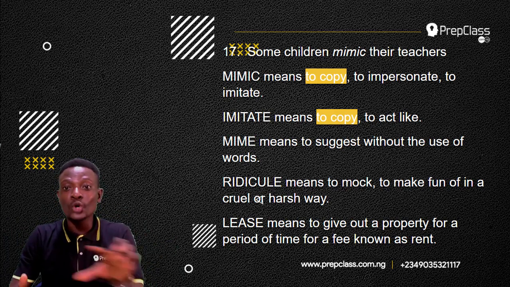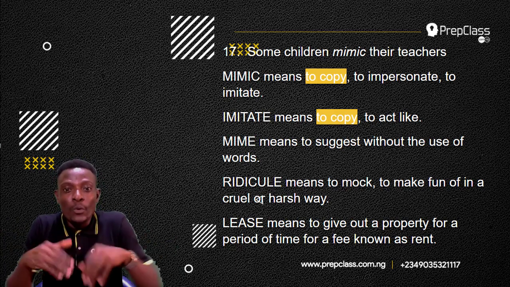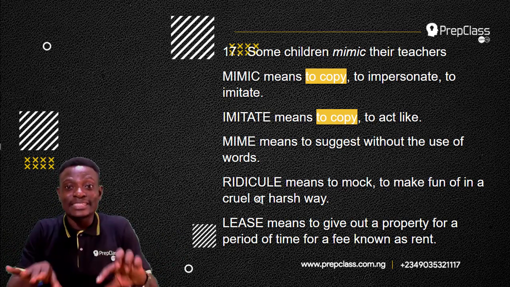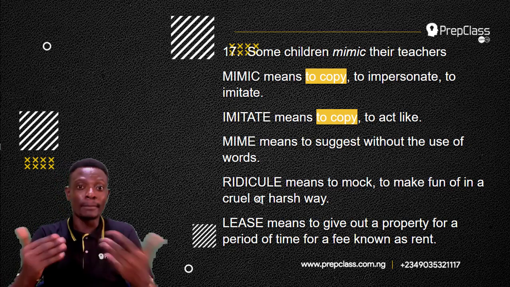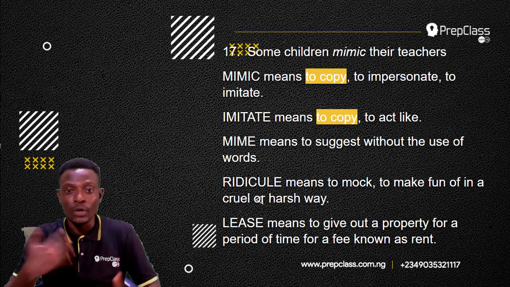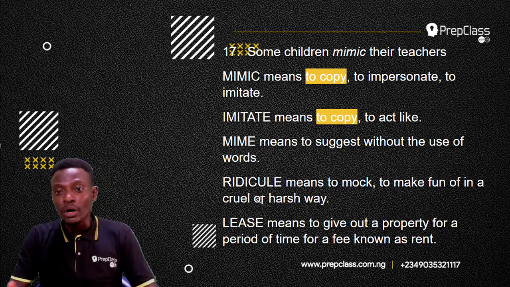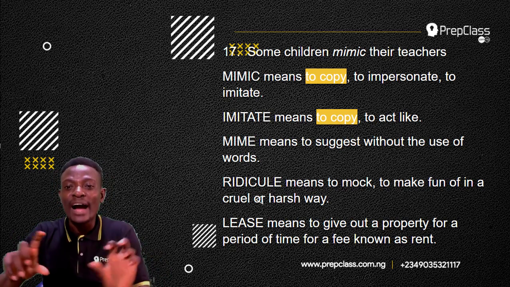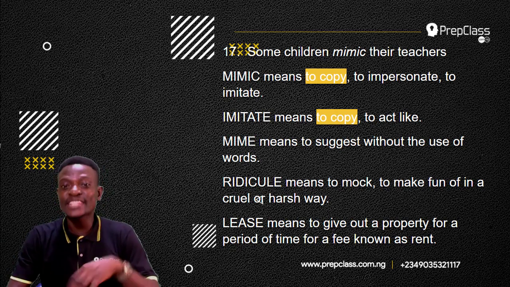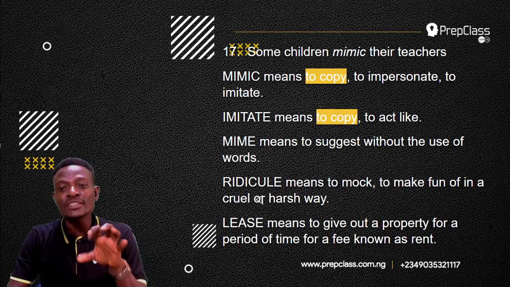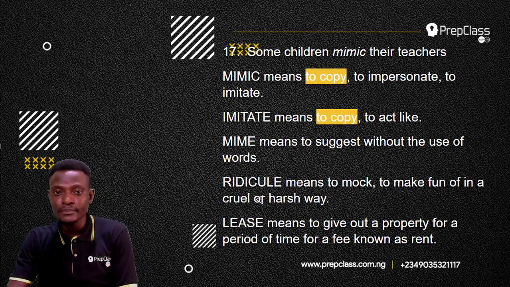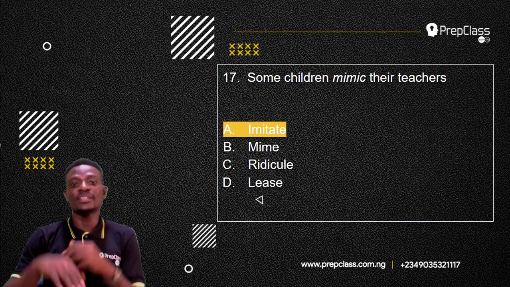Now, imitate means to copy, to act like. When we were mimicking a teacher, we were acting like him, we were copying him. So, imitate is the nearest in meaning to mimic. It is not mime, because mime means to suggest without the use of words, to describe without making use of words. Ridicule means to mock, to make fun of in a cruel or harsh way. So this is not the nearest in meaning to mimic. It is not lease, because lease means to give out a property for a period of time for a fee known as rent. So the answer to this question is imitate.